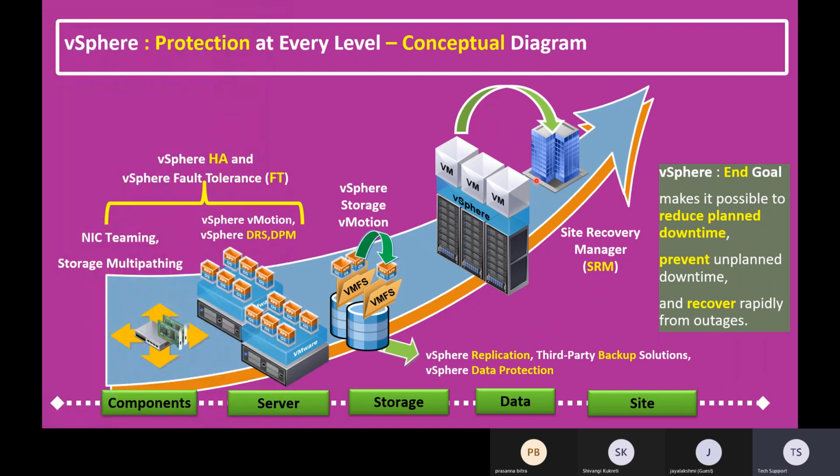So this is vSphere protection at every level. This is the conceptual diagram. Let's talk about the conceptual diagram one by one. Let's start from the bottom. I highlighted the components. Components mainly means hardware peripherals and components. I took the example of storage switches and network cards. These are also considered hardware components. And also the server, meaning our ESXi host servers, and storage, where our main focus is data stores only. And data means our virtual machines' data, and also the site, our entire data center.